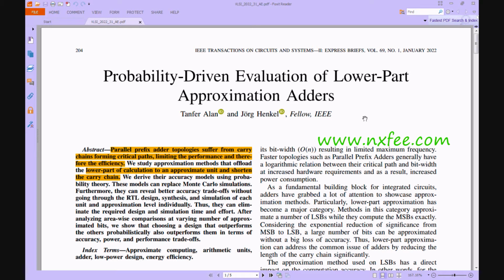Using probability theory, we are able to develop more models of the correctness. In addition, the work presents a novelty based majority gate using half adders, as well as the majority gate using full adders, as well as the majority gate of half adder using XS1 converter. So these three designs we have included in the lower part approximation adders. That is the proposed novelty of this work.